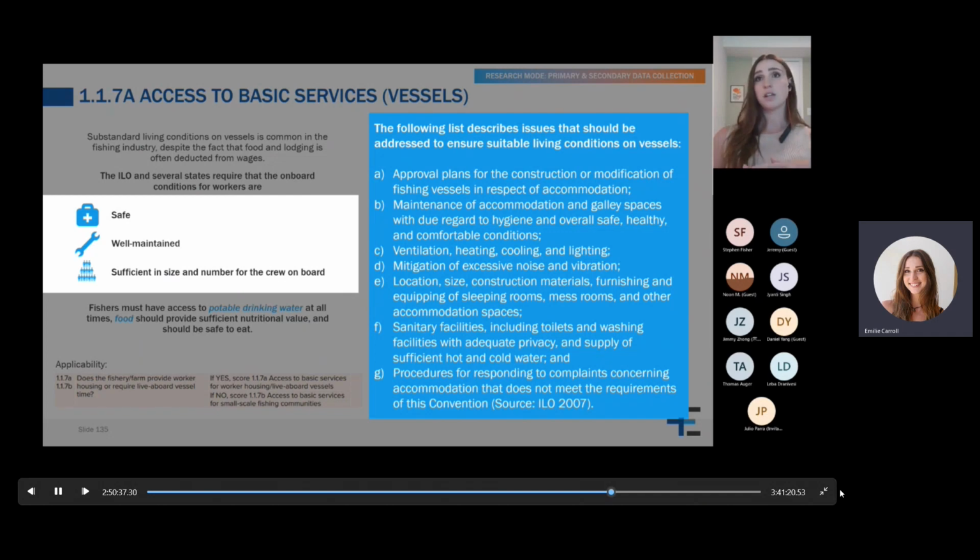And then, the other two that we talked about: sanitation facilities that offer privacy, hot and cold water, and procedures for responding to complaints concerning accommodations. So having that collaborative conversation between management and workers on the conditions on a vessel.